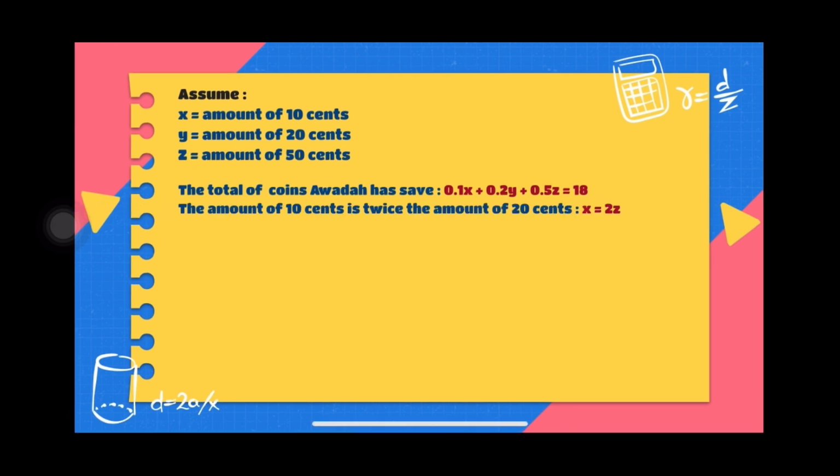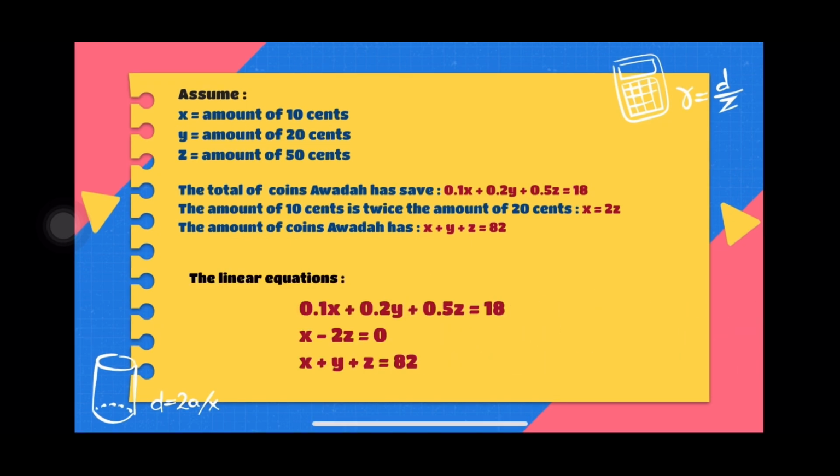And the amount of 10 cents is twice the amount of 20 cents. So x is equal to 2y. And the amount of coins that Awada has is 82. So we can write it as x plus y plus z equals to 82. So now we got 3 linear equations and we can proceed with the matrix.